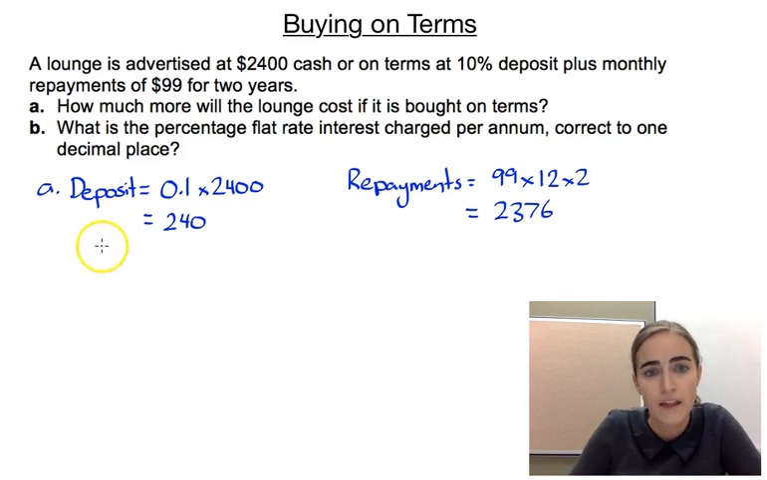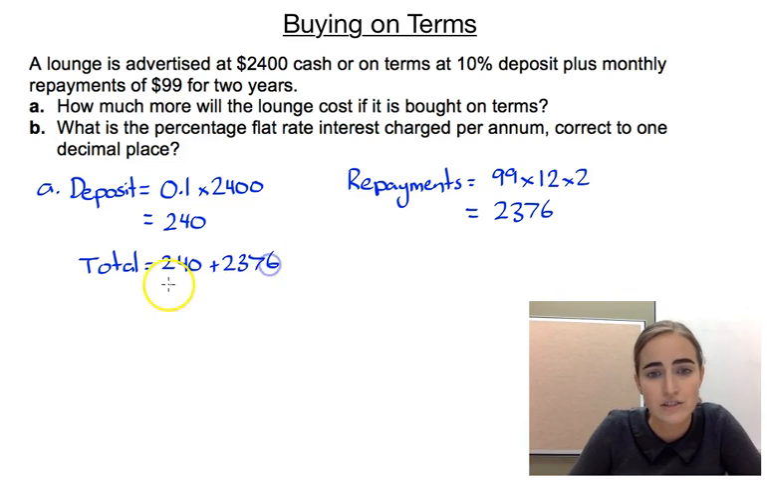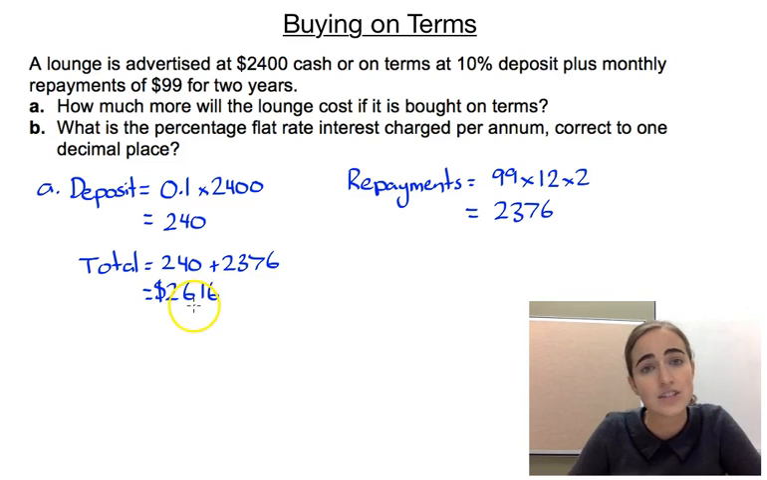$2,376. So all up in total, we're going to be paying that $240 plus the $2,376, which would come out to be $2,616. So that's all up if we buy it on terms. So it's asked us how much more we'll end up paying. So we want to figure out the difference between that 2,616 and the initial 2,400.